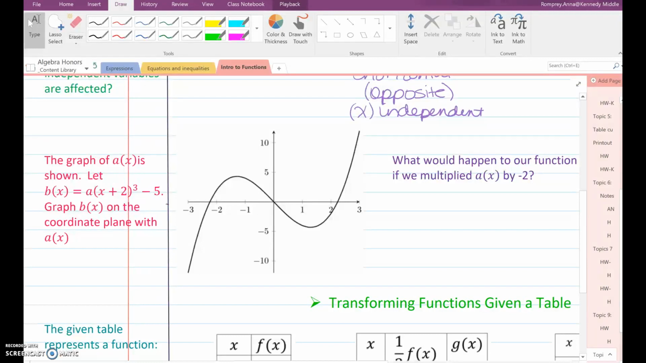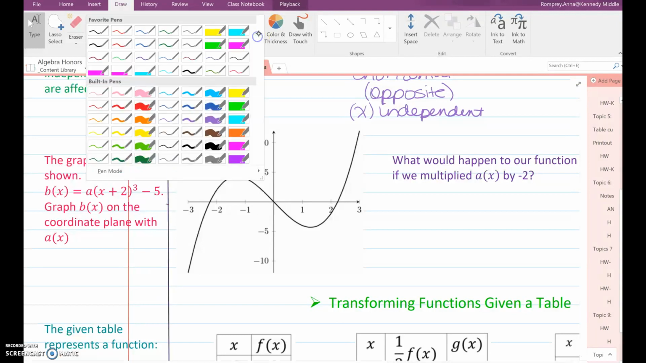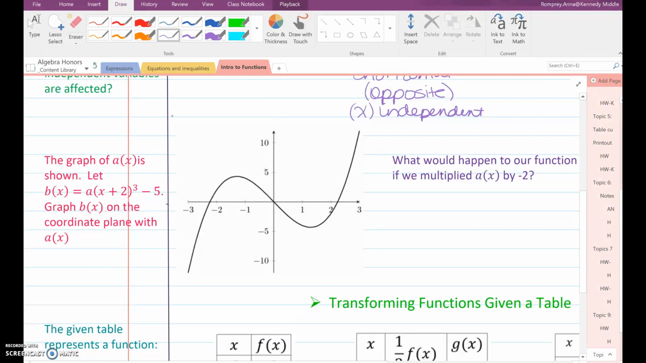Well, first, what do those shifts tell us? What does -5 mean? Well, hopefully you told me minus 5. Since it's on the outside, it means to move down 5 units. And that plus 2, well, that's a horizontal shift, but what's key about horizontal shifts? Always opposite. So plus 2, instead of going right, we need to head left 2.